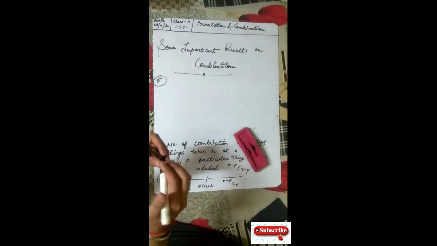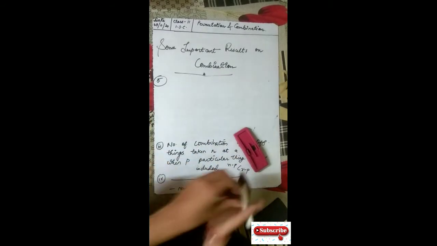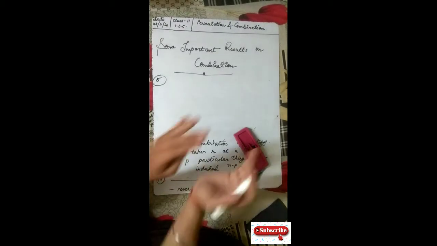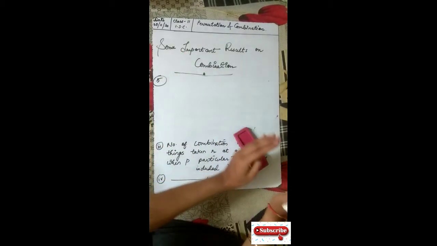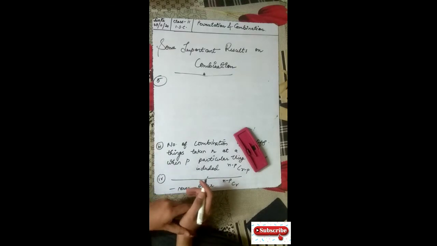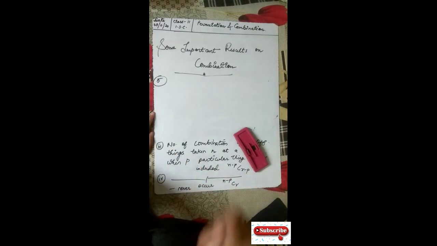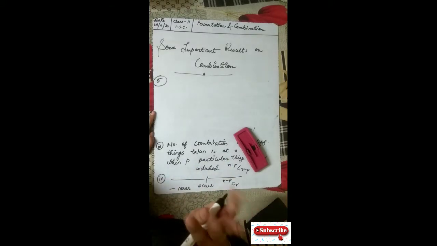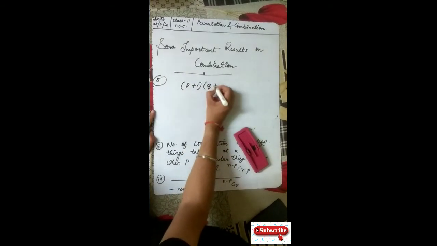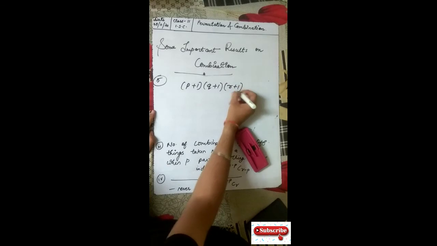If there are p plus q plus r things, or we can say if there are p, q, r things where p are alike, q are separately alike, and r are separately alike, and if we want to make a non-empty selection, non-empty selection means at least one is included in it. So how can we make the selection? The formula is (p plus 1)(q plus 1)(r plus 1) minus 1.